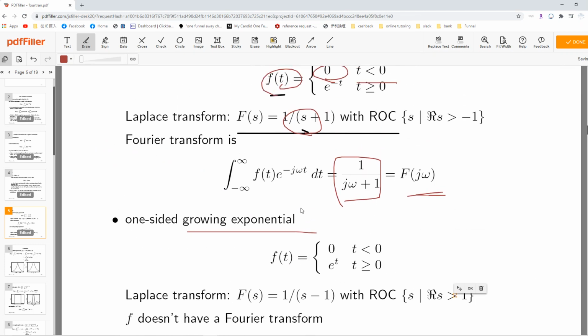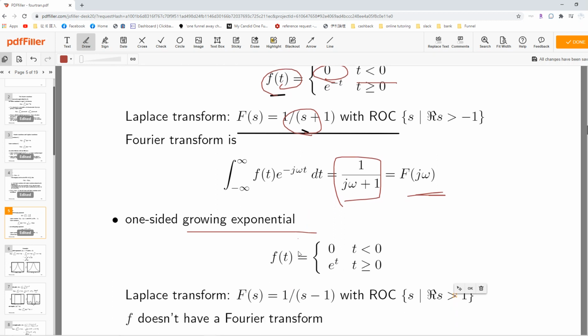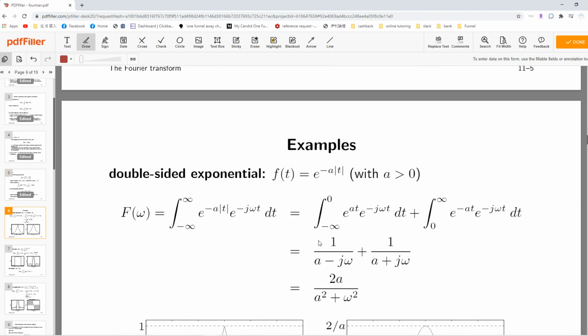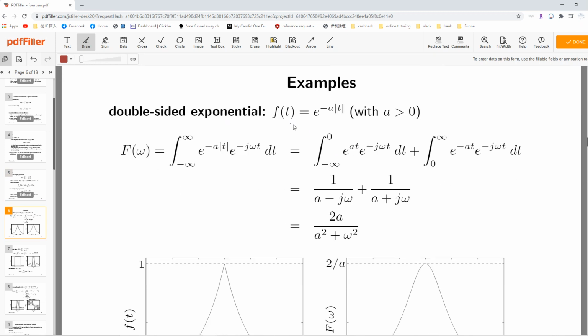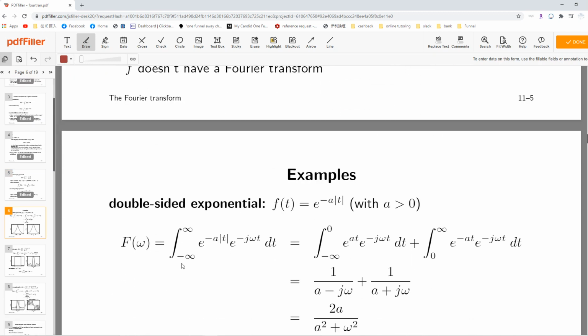Importantly, because this exponent is positive, s cannot dominate. So in this case the Laplace transform exists, but the Fourier transform does not exist. Okay, so the double-sided exponential is very easy. I don't have to work it out, but you just basically do both sides.